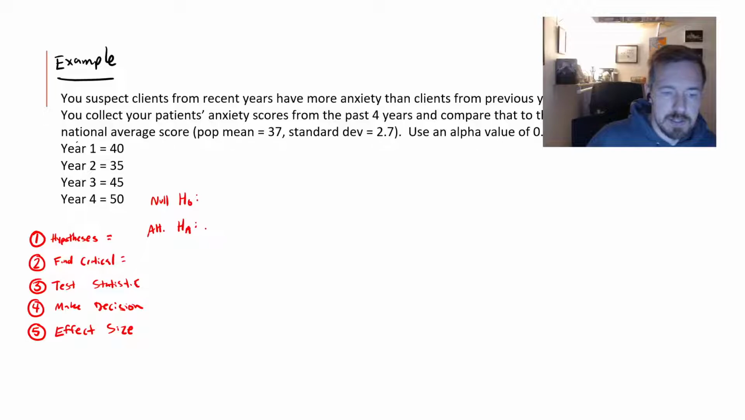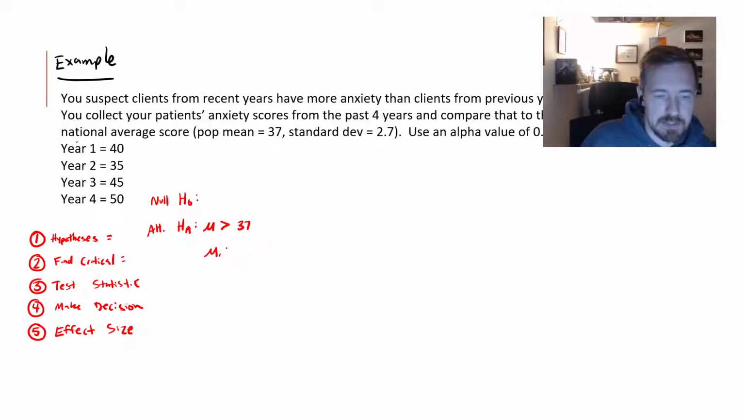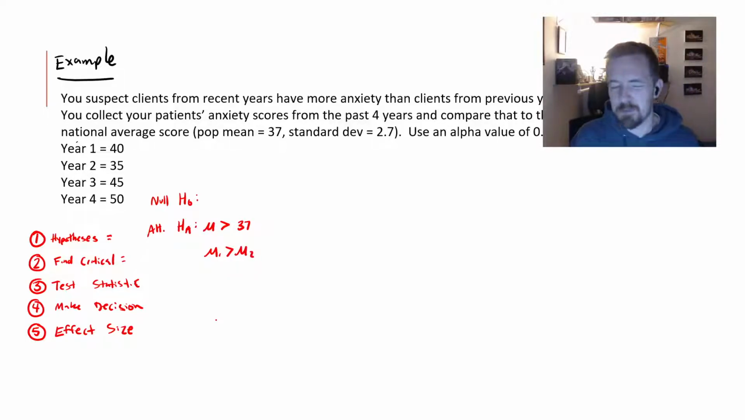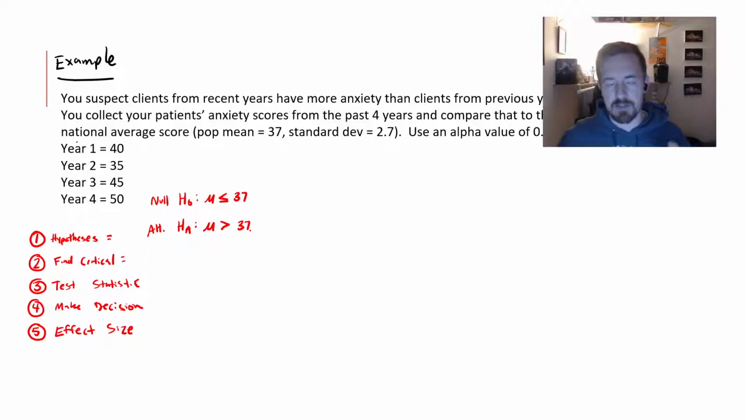So what I would say then is I'm going to expect the population mean to be more than, essentially, 37. I was debating about whether or not I should put mu2 here, so sometimes you'll see this reflected like this, but I'm not going to do it for this. I feel like it's a little bit more clear to put the actual number here, which means that again the null hypothesis is going to be the opposite of this, right? Which means that the population mean is going to be less than or equal to 37. So these are your hypotheses.